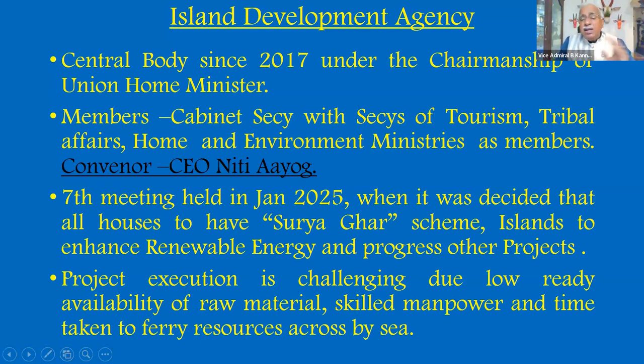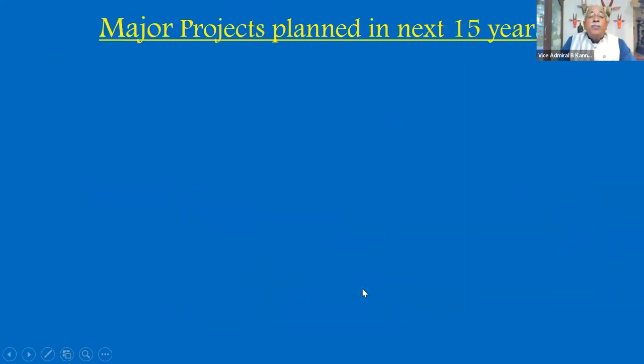Okay, so these are issues which pose challenges to progressing projects because there is a rule that you cannot cut many trees in these islands because many of them are densely forested, but you can't cut the trees more than a certain number. So wood has to go from India, cement has to go from India, steel has to go from India. So there's a problem in progress of project.